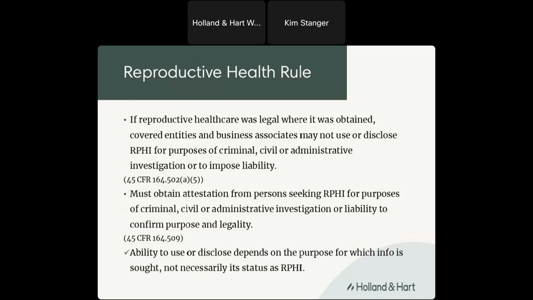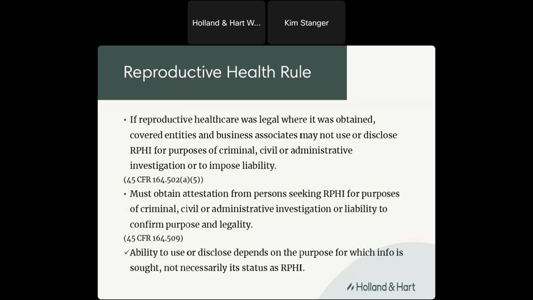It does not protect reproductive healthcare information that was illegal where it was obtained. Well, how do you know whether or not that is the purpose for why it's being sought? Is it really being sought for purposes of criminal, civil, or administrative investigation? How do you know that? Well, you know it because you've got to obtain an attestation from the person seeking that RPHI to confirm why they're seeking that information, to confirm that they're not seeking it for criminal, civil, or administrative investigation or liability. Note that the ability to use or disclose that information doesn't depend on its nature as RPHI.